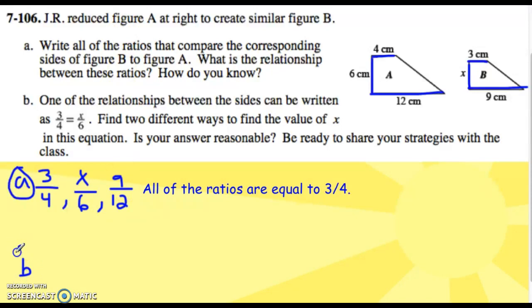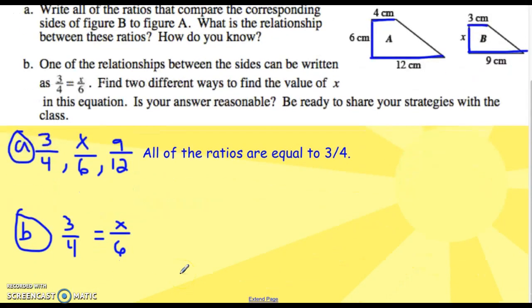B says one of the relationships between the sides can be written as 3/4 is equal to x over 6. Find two different ways to find the value of x in this equation. So I'm going to start by writing 3/4 equals x over 6. So one thing I can do is find what the multiplier is between 4 and 6, and then I can multiply that same amount on my numerator.